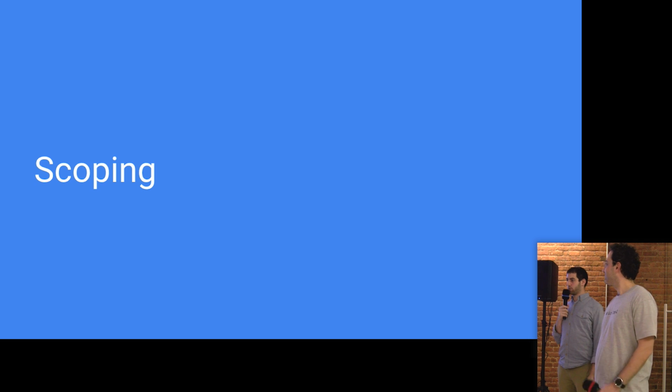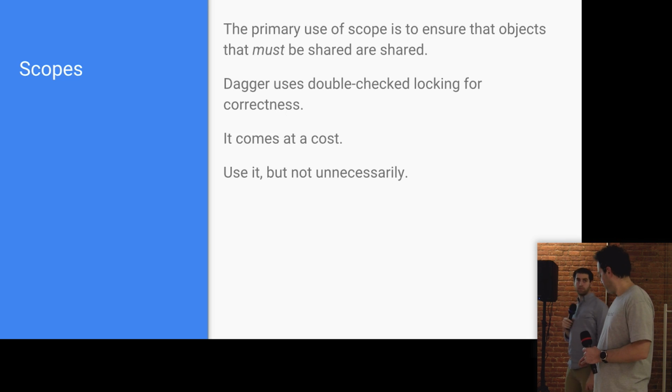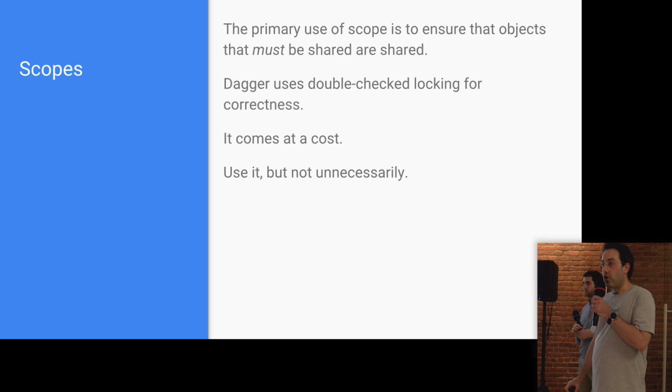Let's talk about scope. So scopes. Just to review, the primary use of scope is to make sure that an object in your binding graph, an object in your application that absolutely must be shared among other users, is actually shared. Everybody gets the same instance of the event bus or the singleton thing, whether that's singleton or another scope. That's the main reason to use scoping.